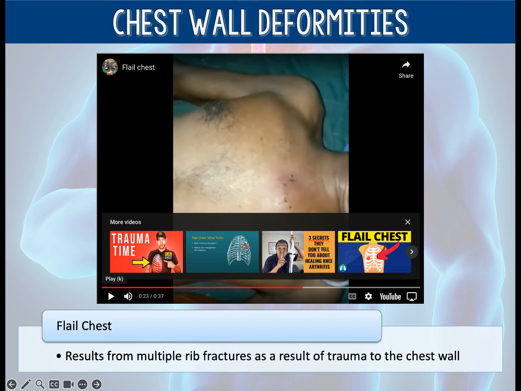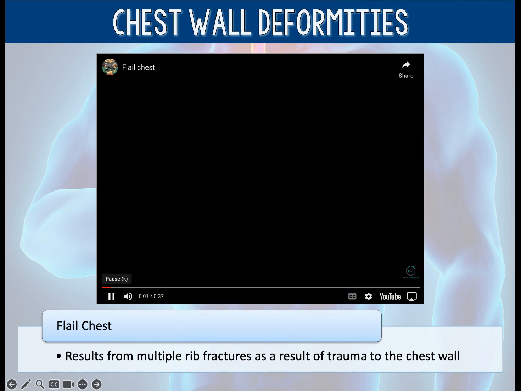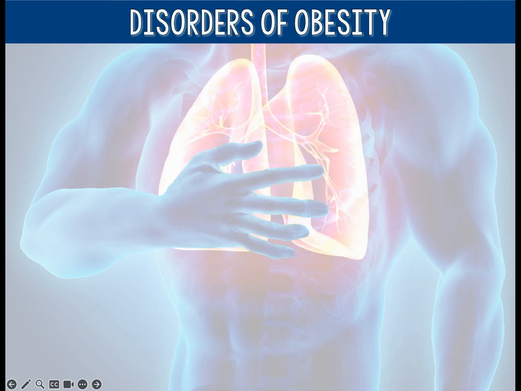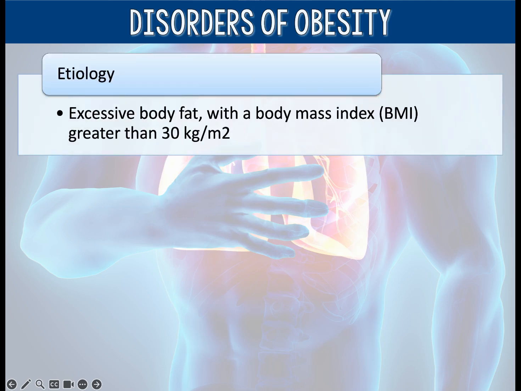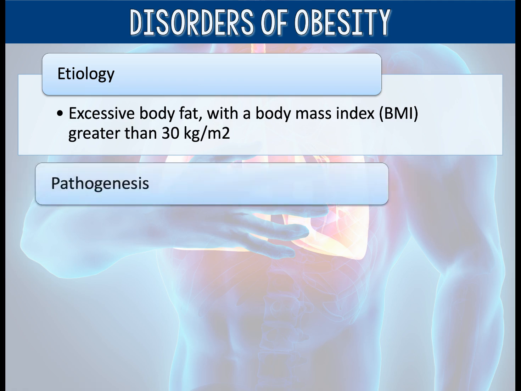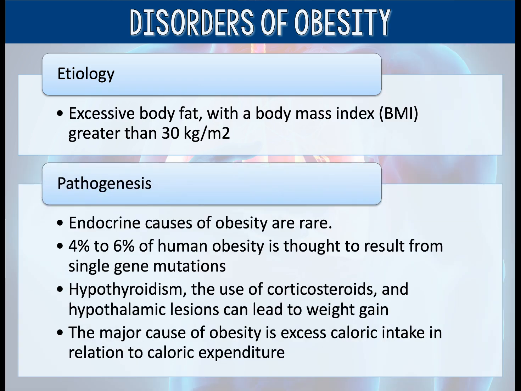Okay. We also have disorders of obesity. And of course, we all know what obesity is. I don't need to explain what that is to you. But there are some things that cause obesity, and one of those could be endocrine causes. Hypothyroidism can also cause obesity. And why is this important?